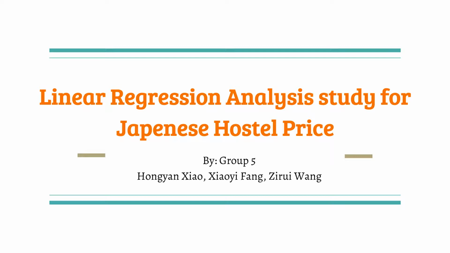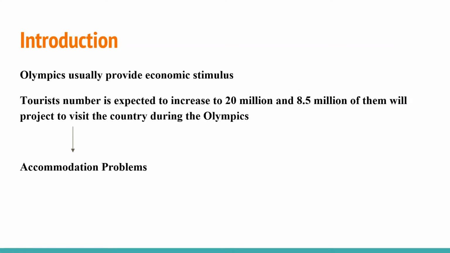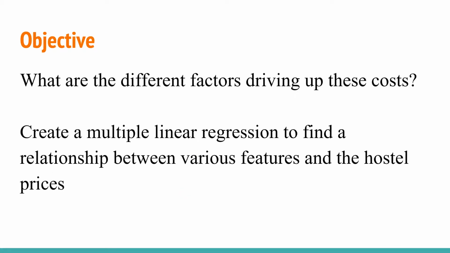Today our topic is to find the relationships between hostel prices and different features in Japan. As we all know, Japan will hold the Olympic Games in 2020, and as it usually provides economic stimulus, there will be 20 million tourists by then, and as many as 8.5 million foreign tourists are projected to visit the country during the Olympics. With these large numbers of tourists pouring in, accommodation becomes a question that tourists and operators need to think about. We are going to figure out the different factors driving up these costs, and then use multiple linear regression to find a relationship between various features and the hostel prices.